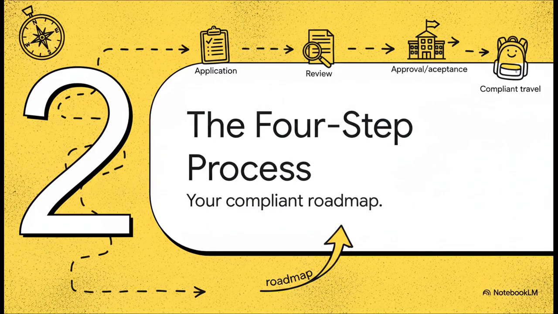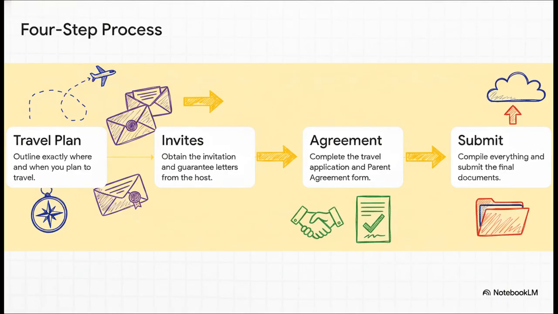Moving on to Section 2, the four-step process, your roadmap to compliant cross-district travel. Now that we've got the baseline rules down, the journey breaks down into four sequential steps for students who actually do need to apply. Step 1, creating your travel plan. Step 2, securing the invitation letters. Step 3, completing the parent agreement. And finally, Step 4, submit documents.